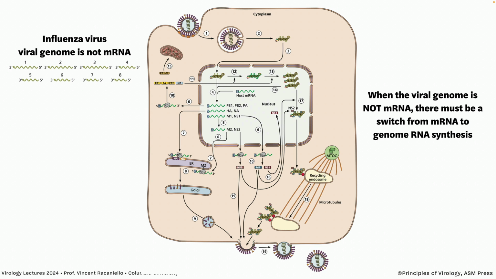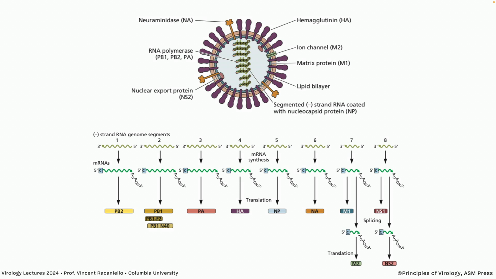And again, there's a switch from mRNA to genome because the genome is not mRNA, it's a negative-stranded RNA. So this is what the genome looks like. 8 segments of negative-stranded RNA. From them, 1 or 2 messages are made. For most of them, 1 message is made. From 2 of the segments, the primary mRNA is actually spliced to give a different RNA that encodes a different protein. But essentially, the same series of events happens on each segment that we're going to talk about now.